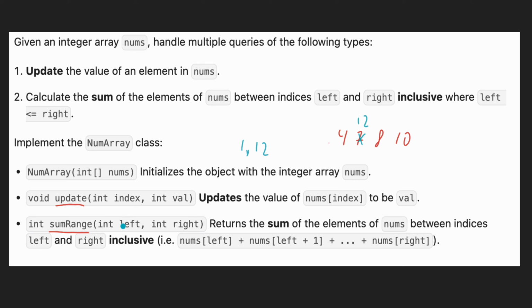And the other one is sumRange. We need to find the sum between the given indexes. For example, let's say we are given indexes 0 and 3, right? And we are updating the value, and we are returning a value for the range between 1 and 3, which is 28.